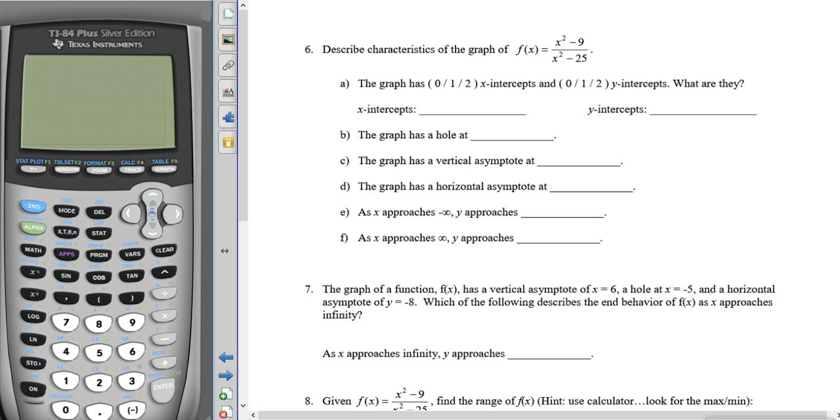Okay, on to the next section. Describe the characteristics of this graph. So I have this function, f of x is x squared minus 9 over x squared minus 25, and I'm going to use that to answer all of these questions.